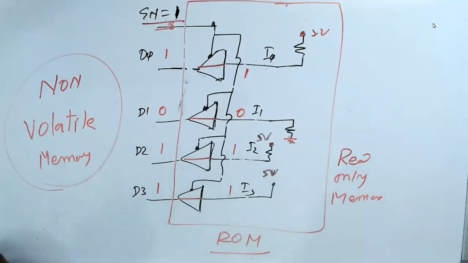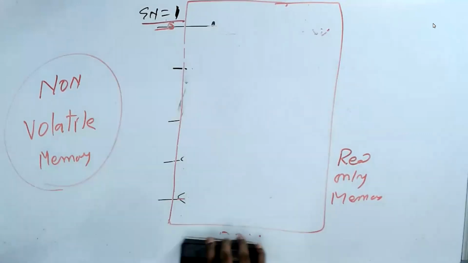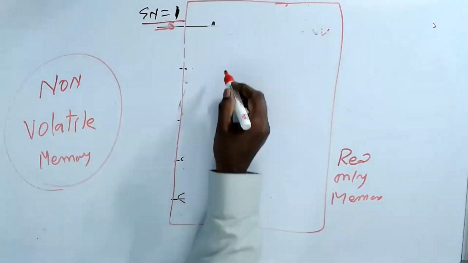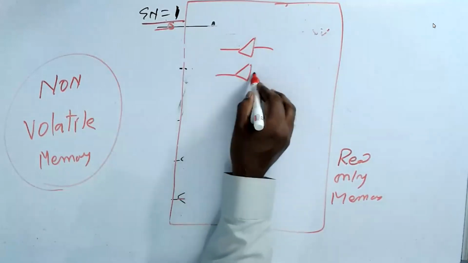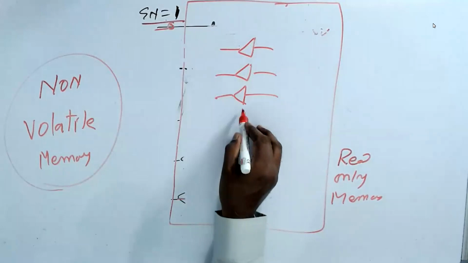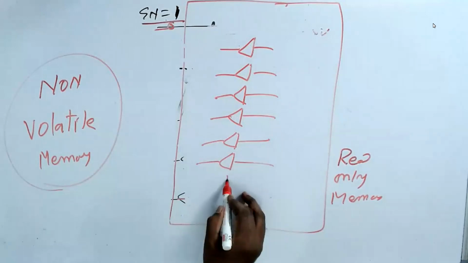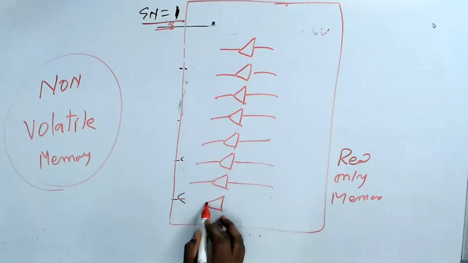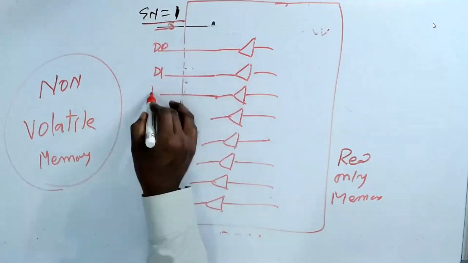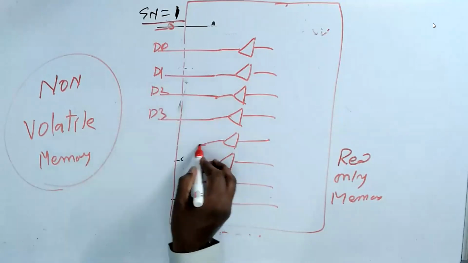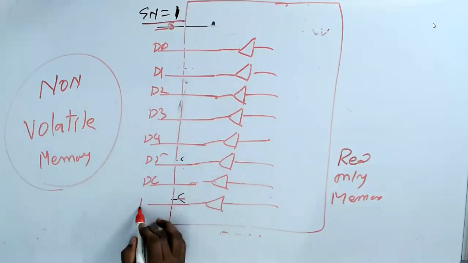The same thing, instead of 4, if you have 8 internally, 1, 2, 3, 4, 5, 6, 7, 8. This is D0, D1, D2, D3, D4, D5, D6, D7.